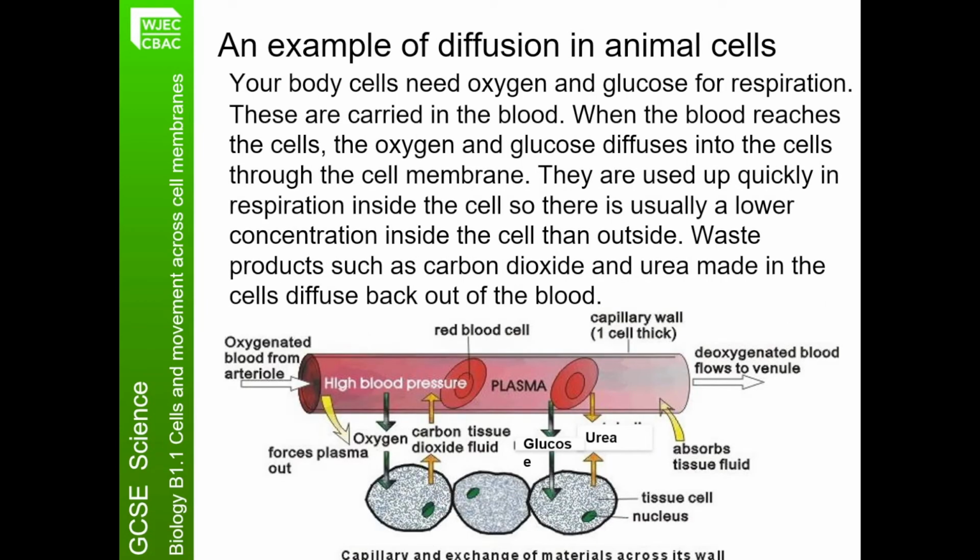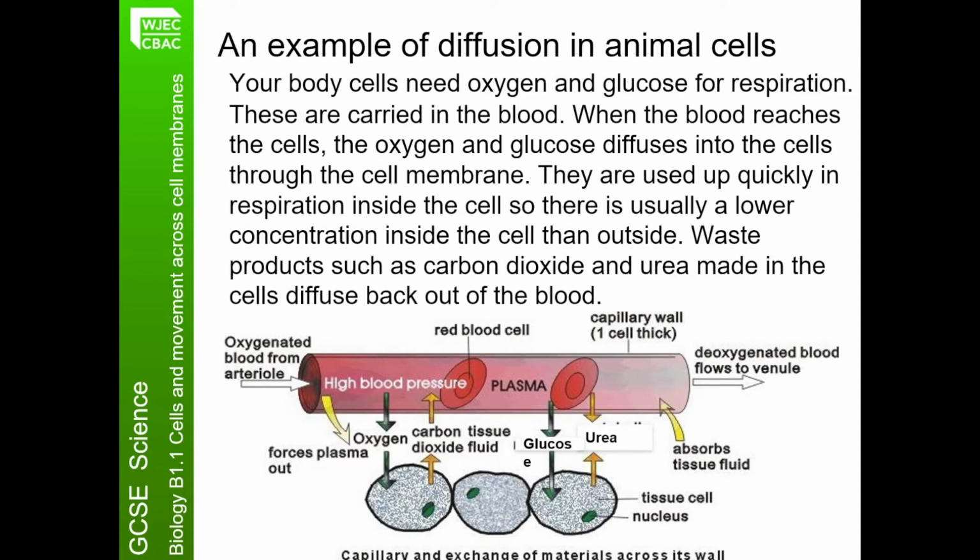So we're going to look at two examples, an example of diffusion in animal cells and an example in plant cells. So your body cells need oxygen and glucose for respiration to release energy. These substances are carried in your blood, the oxygen from the lungs and the glucose from your small intestine. When the blood reaches the cells, the oxygen and glucose diffuse into the cells through the cell membrane. So we can see here this green arrow, oxygen going from the blood and glucose going from the blood into the cell. This is because they're going from high concentration to low concentration. They are used up very quickly in respiration inside the cell, so there is usually a lower concentration of oxygen and glucose inside the cell than outside.